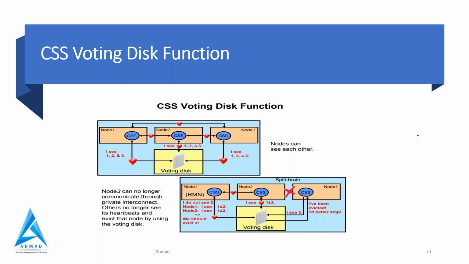Can anyone try, or should I give the answer? CSSD monitors the liveliness of the node through disk heartbeat or network heartbeat. It records its information in the voting disk, like it is alive. So it is heartbeat information.